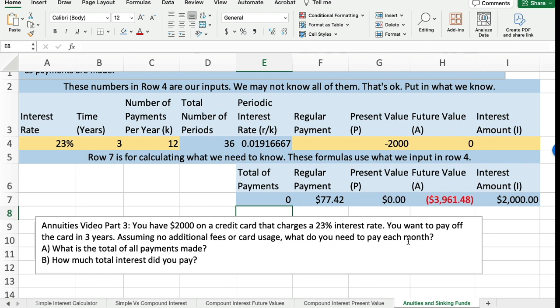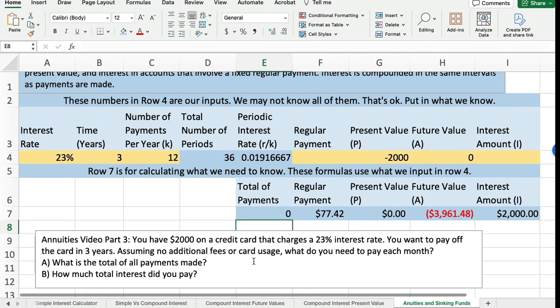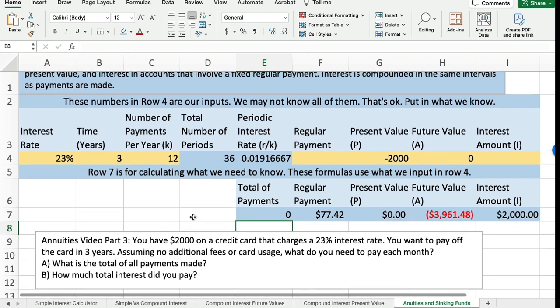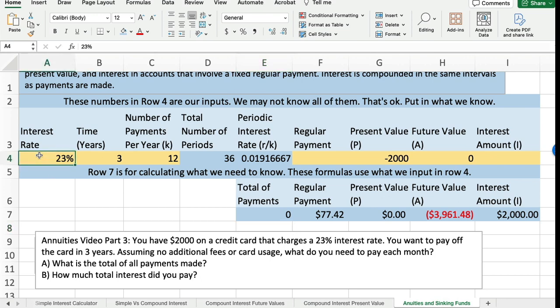That's the first thing we're going to answer. The second question is, what is the total of all the payments made? And the third question is, how much total interest did we pay? Those are the 3 parts to this question. So here's how we need to set that up if we don't want to have to mess with any of our formulas again. The interest rate is 23%.